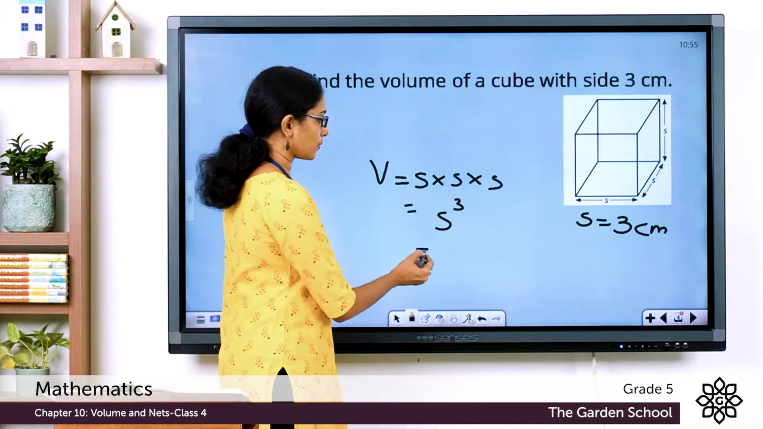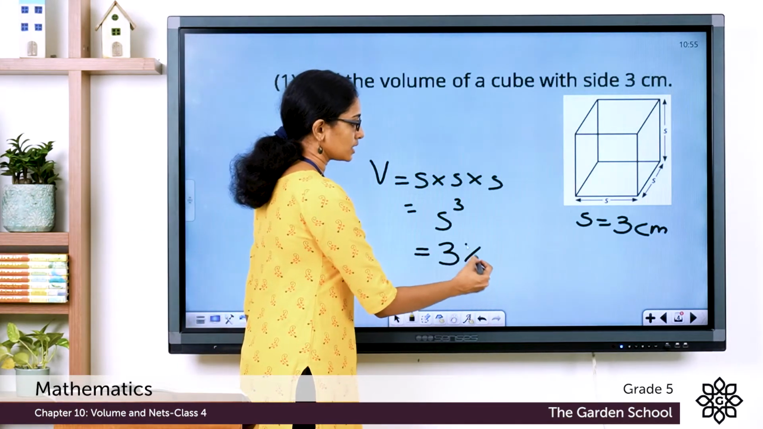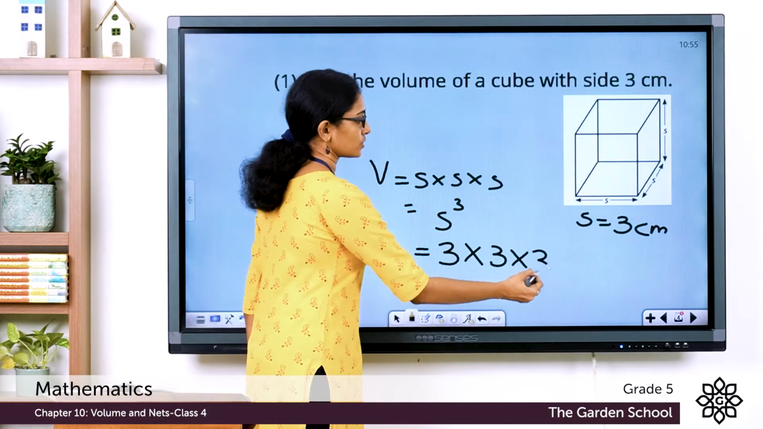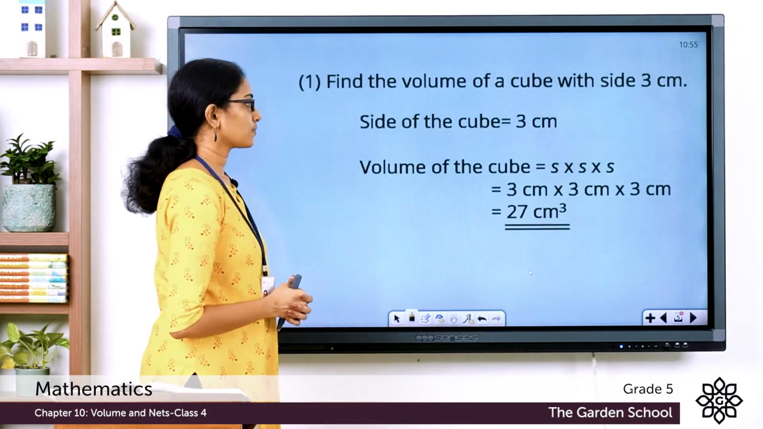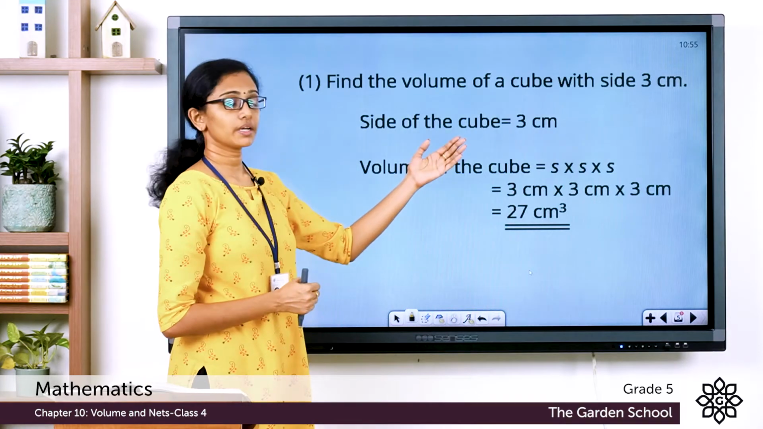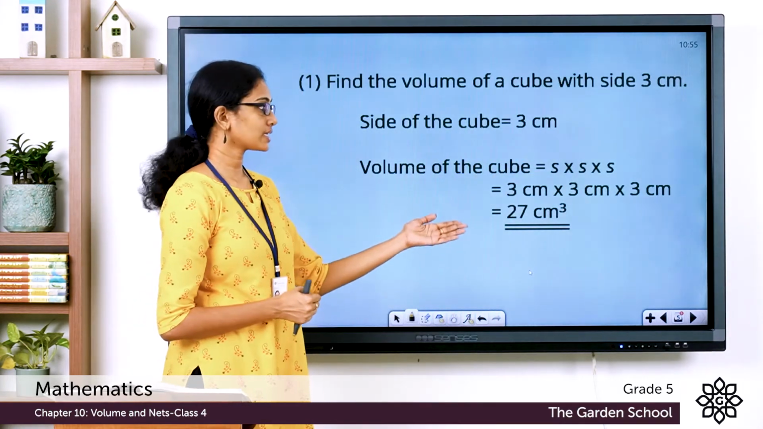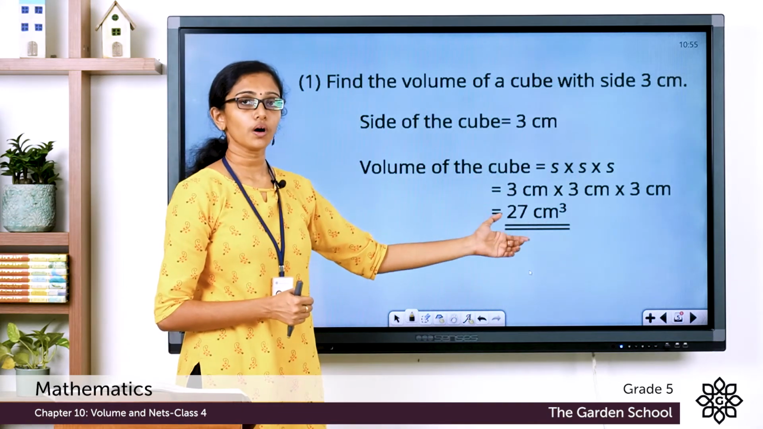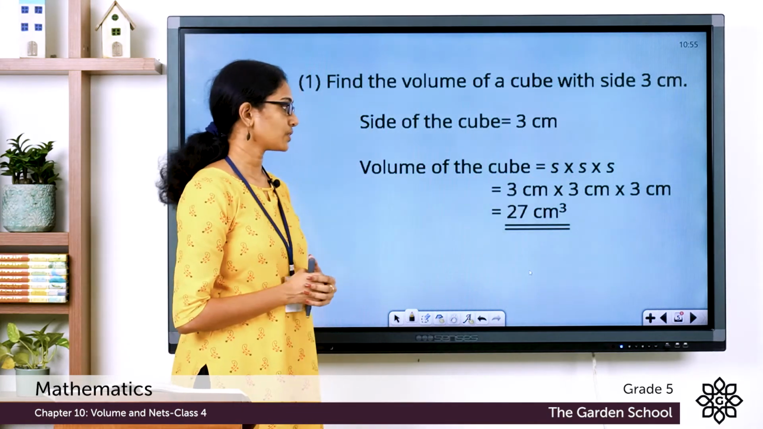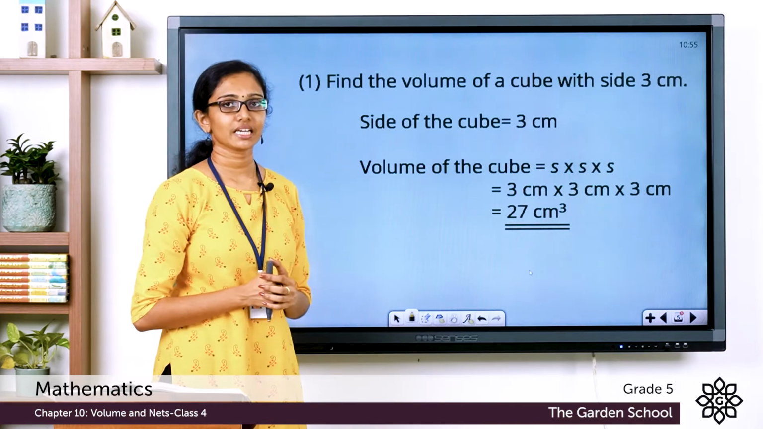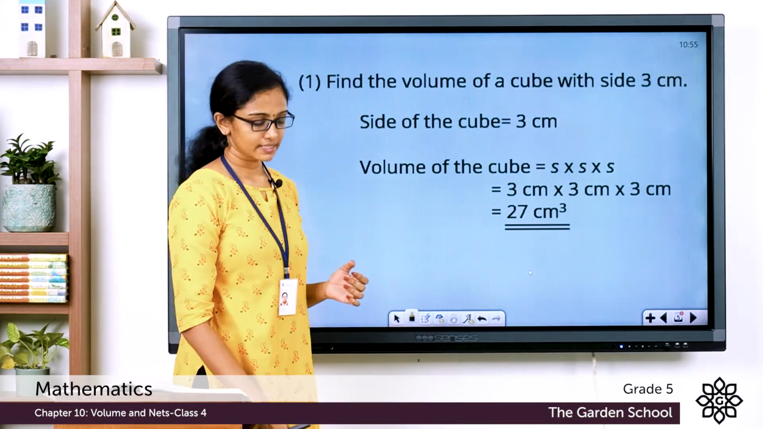So how can you write the volume? The volume will be equal to 3 into 3 into 3. And what is it? The volume of a cube is equal to 3 centimeter into 3 centimeter into 3 centimeter, which is equal to 27 centimeter cube or cubic centimeters. So I hope this example is clear to you. Now let's see a different example.